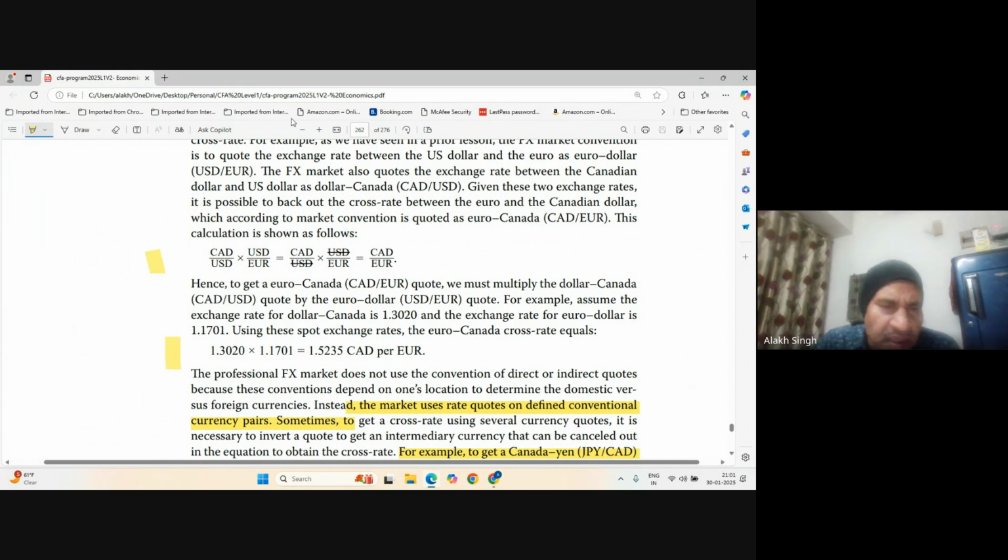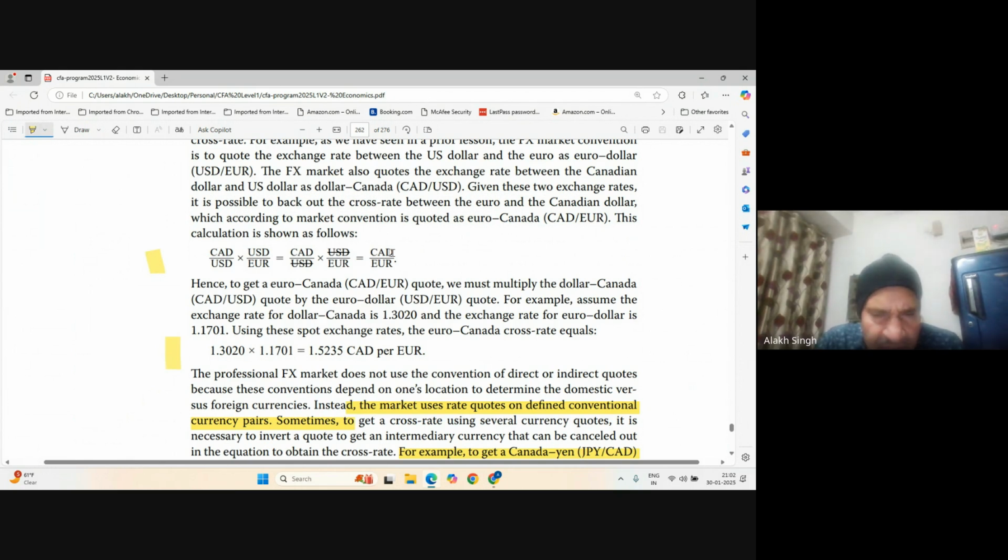Such as, the first rate given is Canadian dollar and US dollar. And the second rate given is US dollar and Euro, that is, the price currency is US dollar and the base currency is Euro. Now, what would be the Canadian and Euro exchange rate? Simply multiply them, and USD is cancelled and that would give the Canadian price per euro.